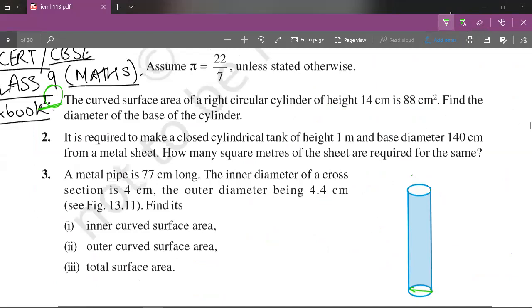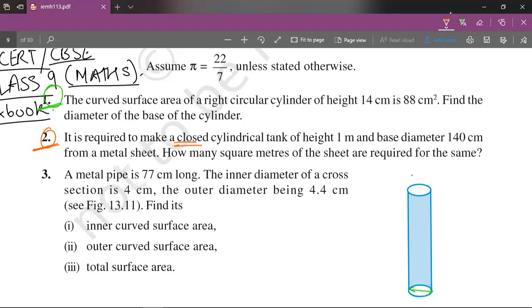Okay, so let's start. The second question states that it is required to make a closed cylindrical tank of height 1 meter and base diameter 140 centimeter from a metal sheet. Now in this question, it is saying specifically closed. In the previous video, I've done an example in which it specifies that there's an open cuboid. So whenever you look at questions, if it is mentioning closed, then everything is fine. But if it is mentioning open, certain modifications to the original formula of the specific shape mentioned in the question are to be made. Now, in this case, it is closed, so no worries. If it is open, then that is a different matter. I've explained it in my previous video.